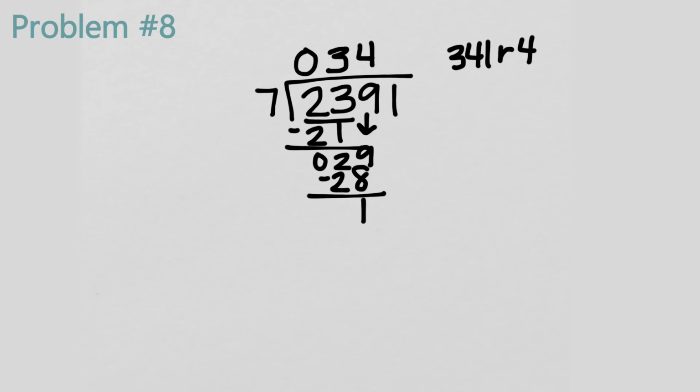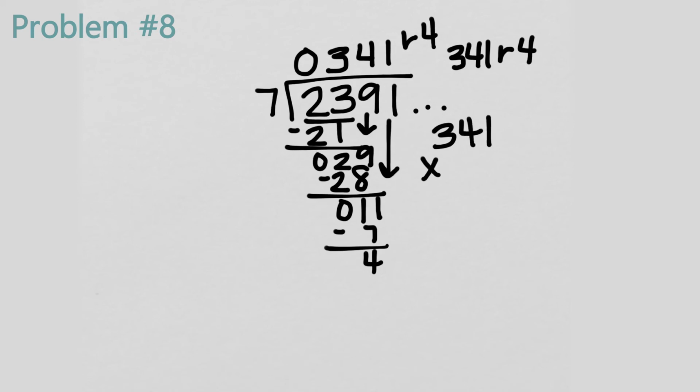Subtract. Bring down your 1. How many times can 7 go into 11? 1 time. And we get 4 left over. There's nothing else to bring down, so that's our remainder. 341, remainder 4.